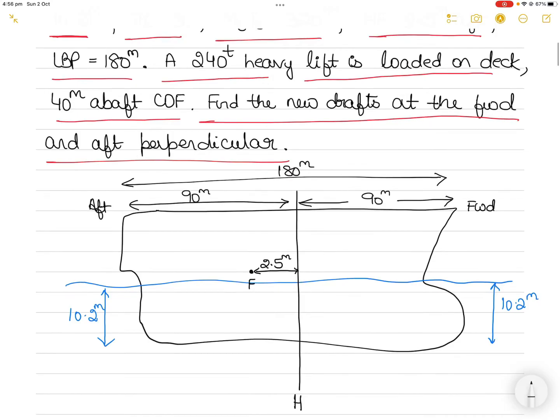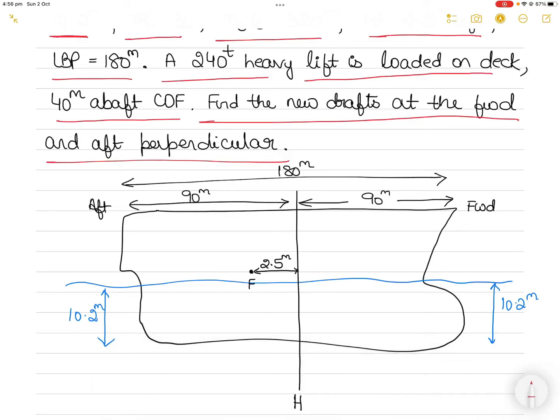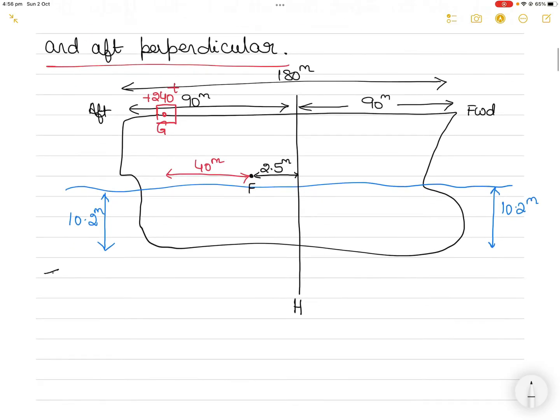And where did we load the cargo? We loaded the cargo somewhere on deck. So I will just use a different color of pen here, maybe red. So we loaded the cargo somewhere here. This cargo here is 40 meters abaft of the center of flotation. So 40 meters abaft of the center of flotation is its center of gravity. So the center of gravity here, let's call it G, is 40 meters abaft of center of flotation. And we loaded 240 tons of cargo. So that means the vessel has become heavier now. Then the rest of the values are TPC equals 30, MCTC equals 320.